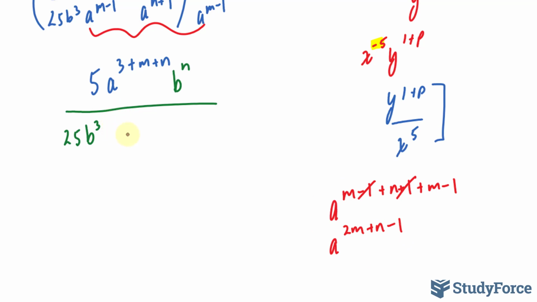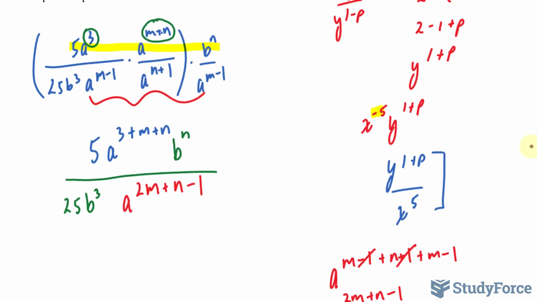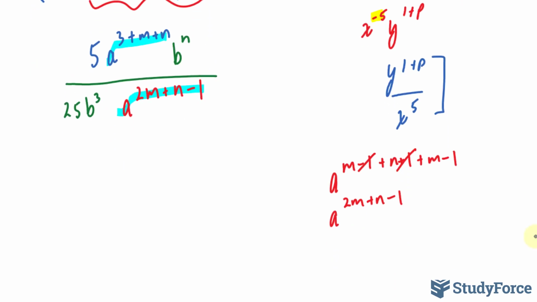I'll put a to the power of 2m plus n minus 1 at the bottom. Now a lot of students will stop at this point, but you shouldn't. There's still more to do. You see this a term and this a term? They can be simplified further by using the quotient rule. The quotient rule tells us that if the bases are the same, then we can subtract the exponents.